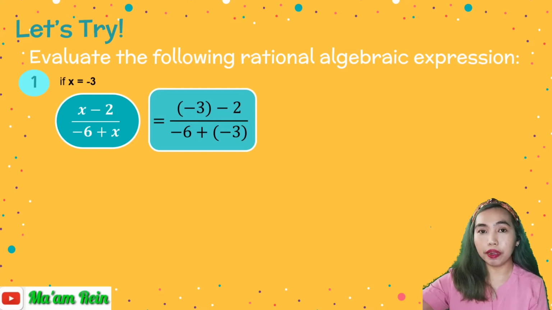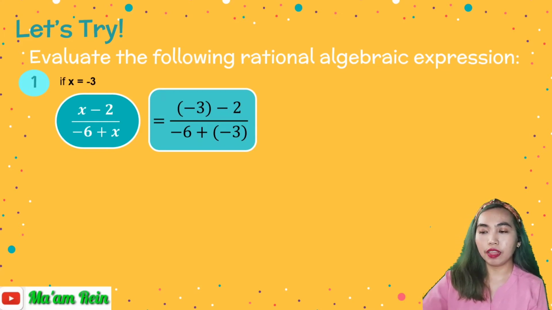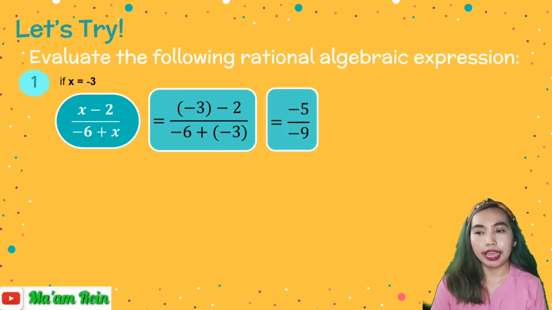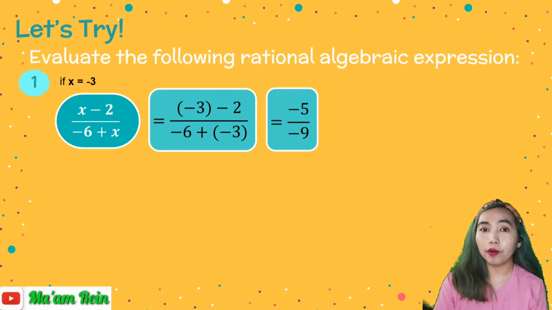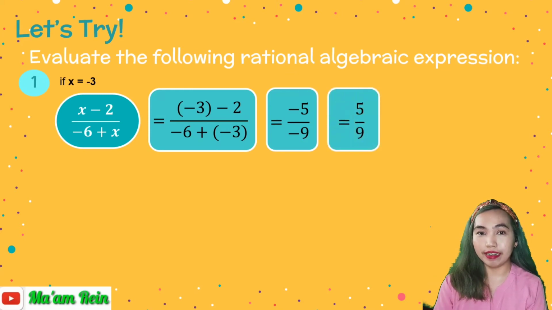So, let's first do the numerator. That will be negative plus negative. That will become negative 5. And on the denominator, negative plus negative, that will become negative 9. Since they are both negative, the numerator and the denominator, we can simply divide a negative to the negative. That will become positive. So the answer is 5 over 9.